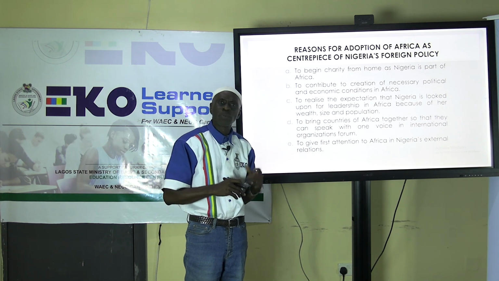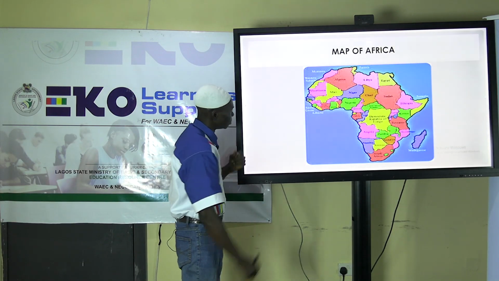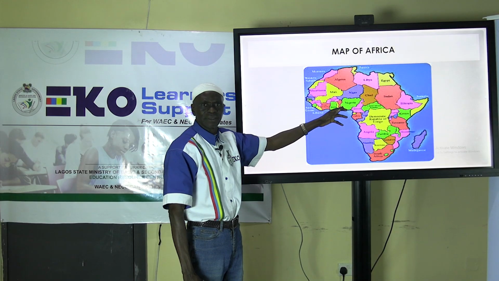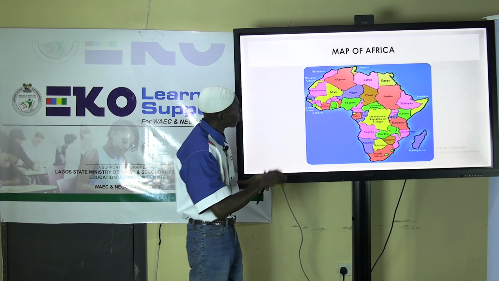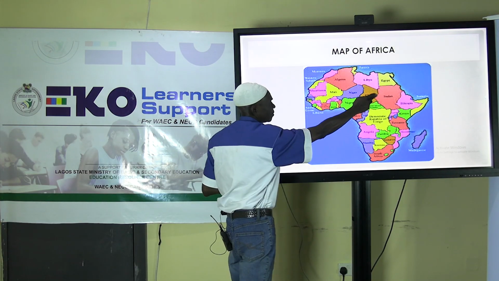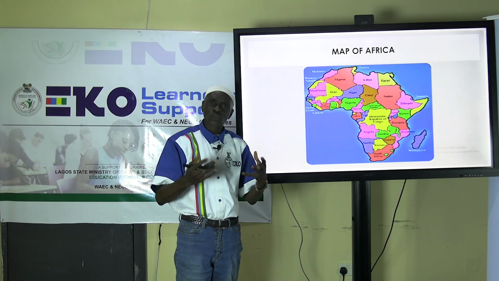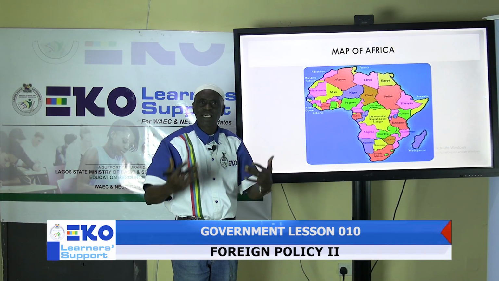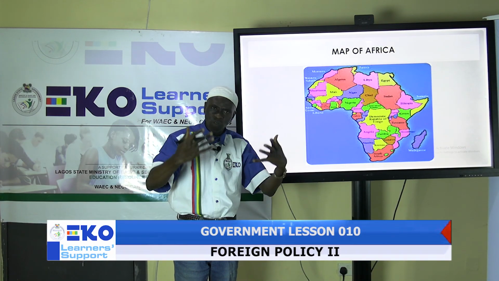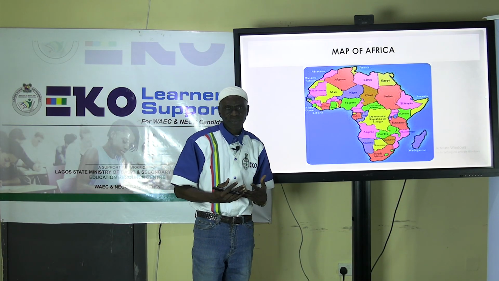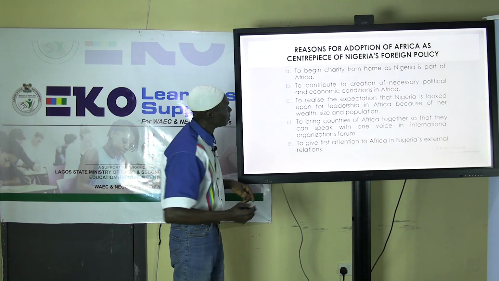Size and population, like we have in Africa. Nigeria, here, apart from Algeria or Sudan, in terms of mass of land, Nigeria is big in size. So that gives us the opportunity that other countries see Nigeria as big, and they see Nigeria as a country that will help them. And again, population.